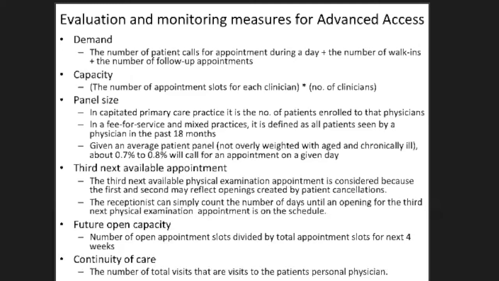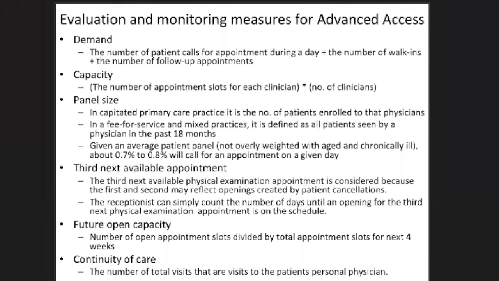Then we need to know on the capacity side, some of the measures, the number of appointment slots for each clinician. Remember that in advanced access, we don't look at the urgency of the care, but we're looking at the clinician as the unit of analysis for our schedules. So number of appointment units for each clinician multiplied by number of clinicians, that's the capacity, would be a measure for advanced access to know whether we have a matched demand and capacity situation.